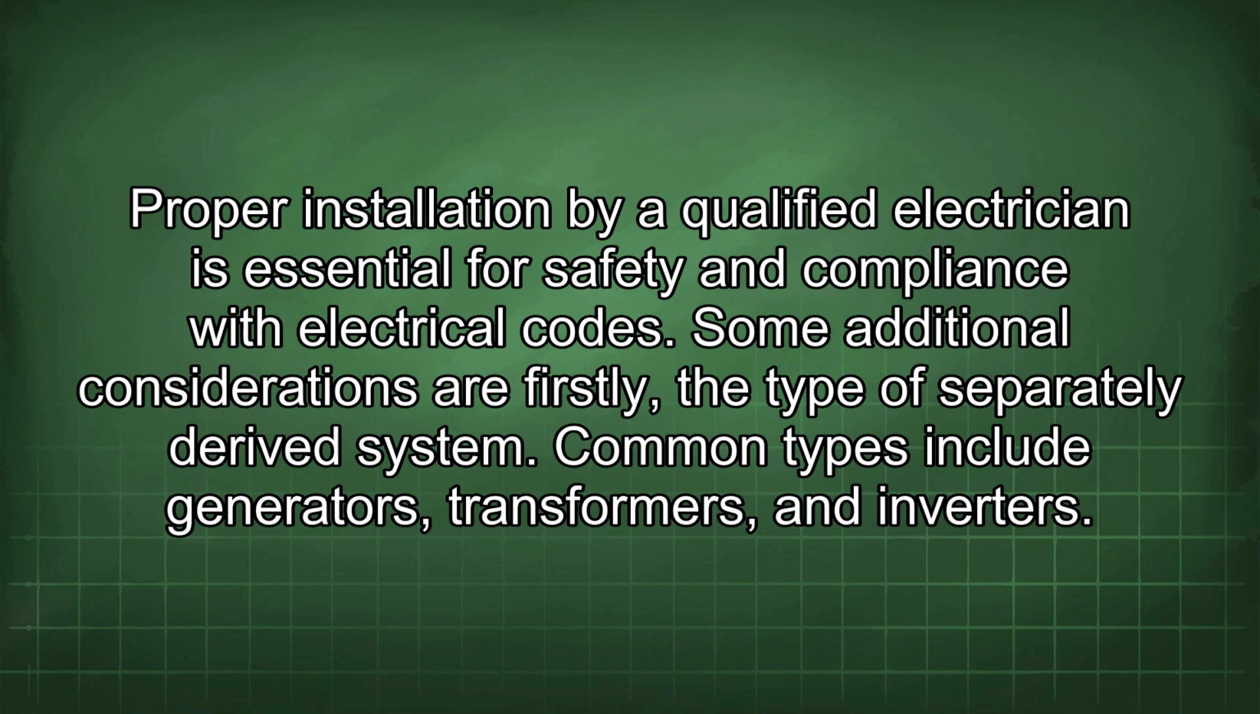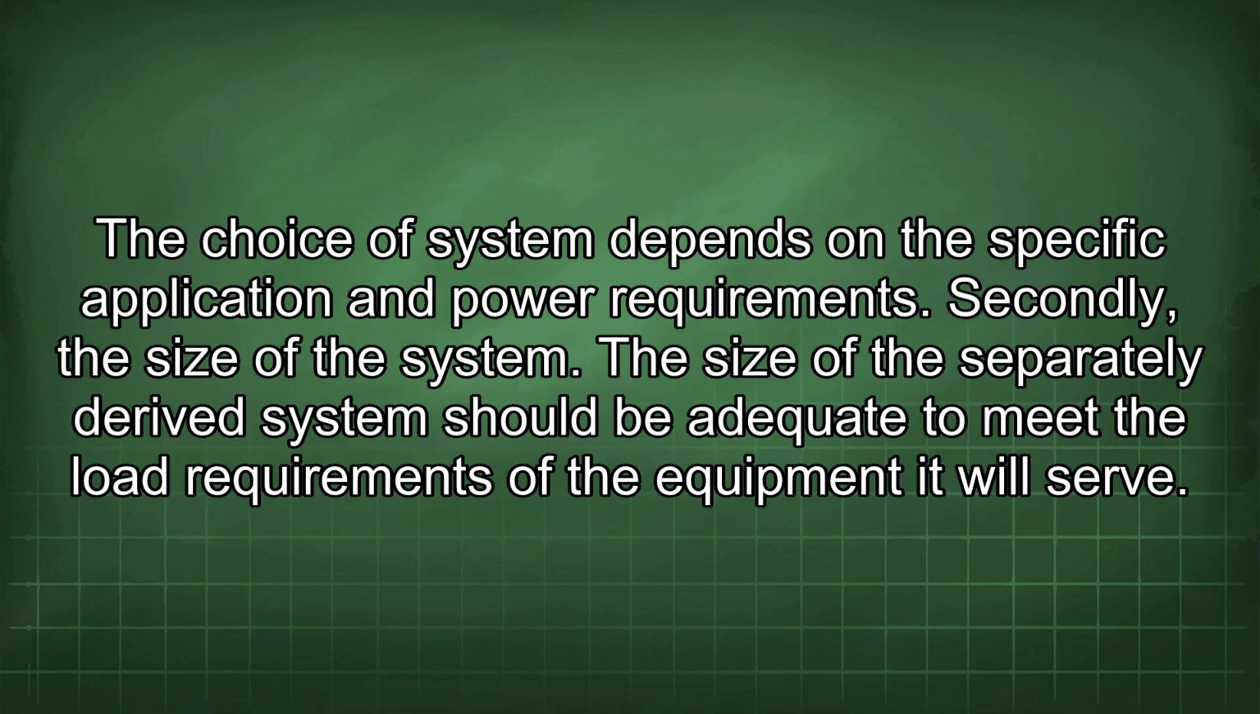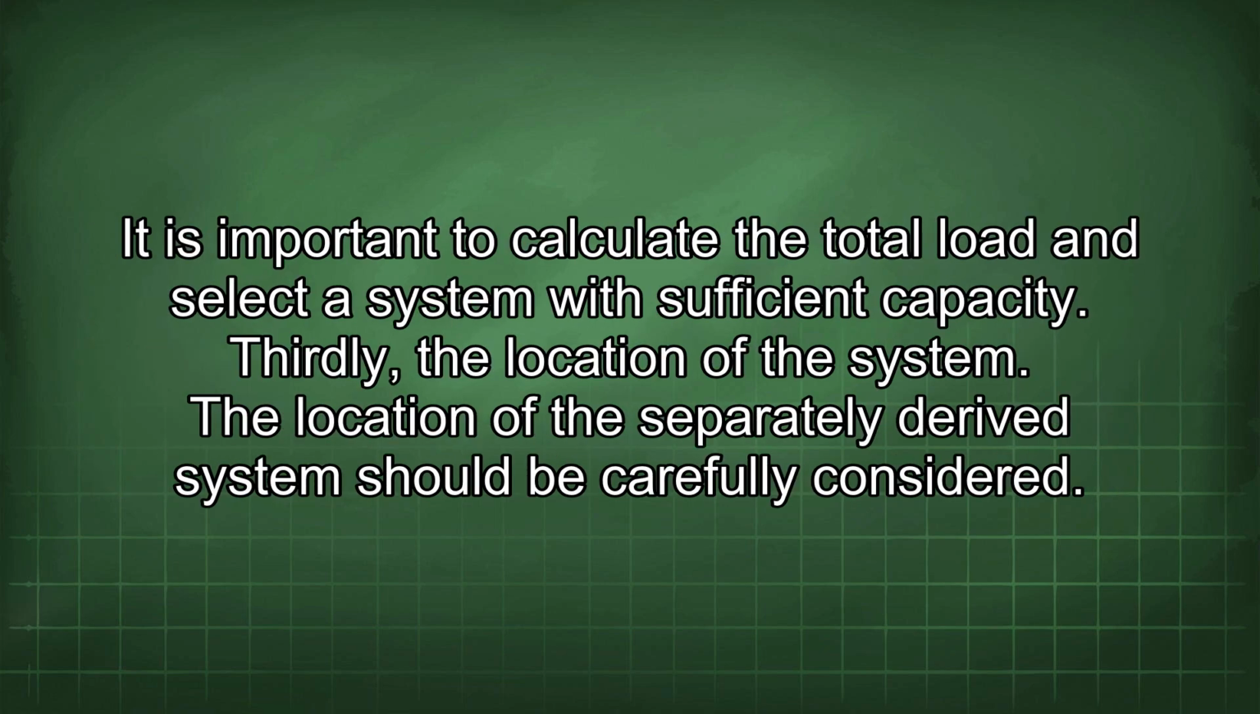Some additional considerations are, firstly, the type of separately derived system. Common types include generators, transformers, and inverters. The choice of system depends on the specific application and power requirements. Secondly, the size of the system. The size of the separately derived system should be adequate to meet the load requirements of the equipment it will serve. It is important to calculate the total load and select a system with sufficient capacity.